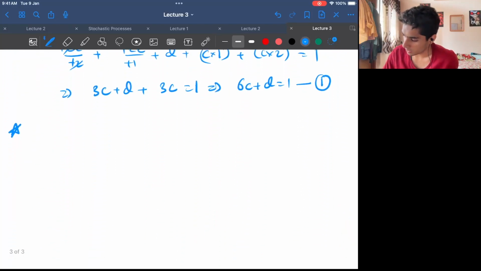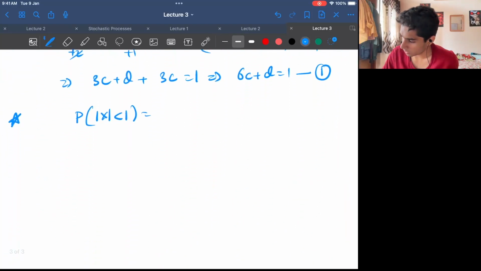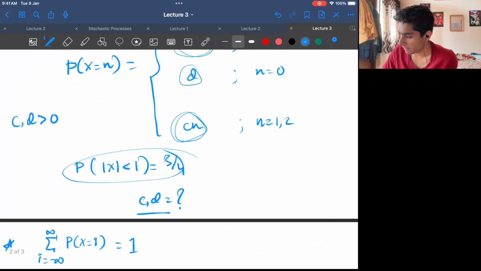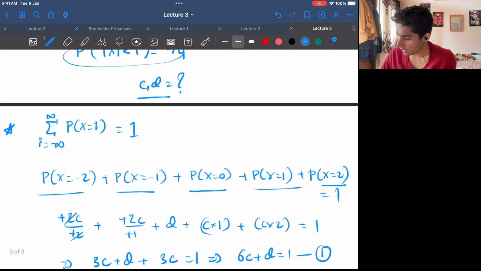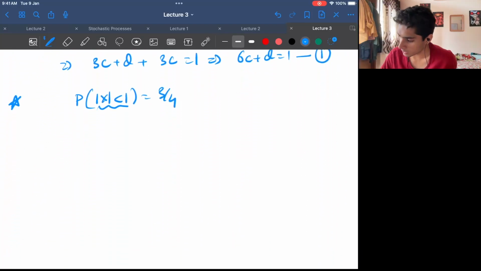You are given that the probability of mod x less than 1 is equal to 3 by 4. What is the value of x that satisfies this? So x can take the values minus 2, minus 1, 0, 1, 2, right? And amongst these values, which are the values that satisfy this condition?